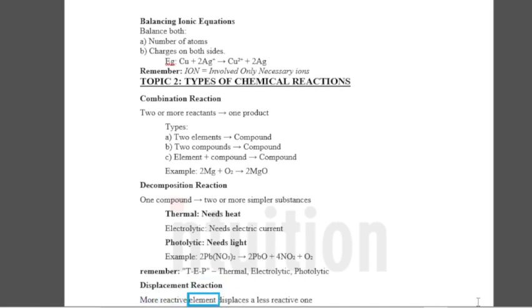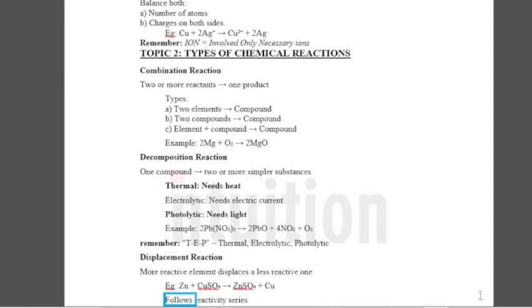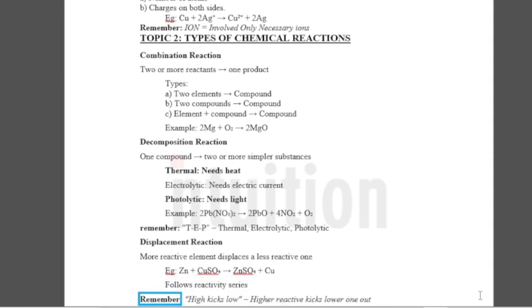Displacement reaction: a more reactive element displaces a less reactive one. Example: Zn + CuSO4 → ZnSO4 + Cu. It follows the reactivity series. Remember, high kicks low: the higher reactive one kicks the lower one out.